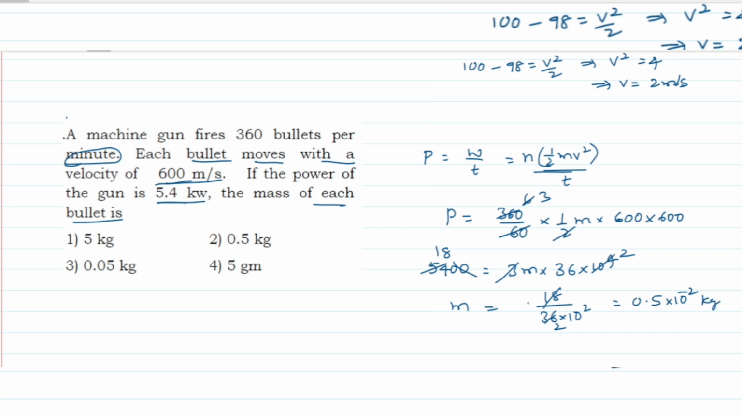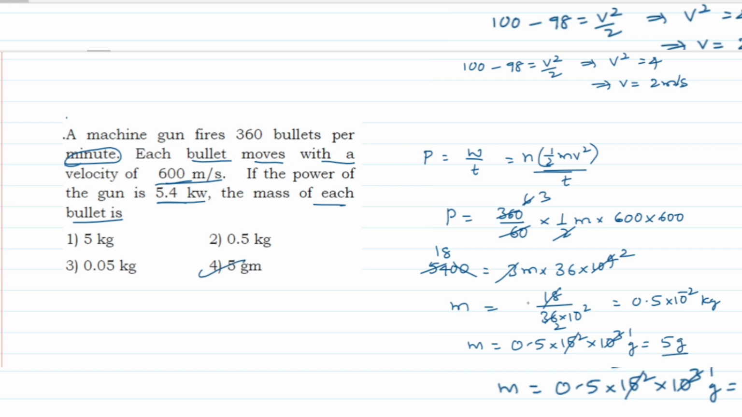So here you have to convert into grams. m equals 0.5 into 10 power minus 2 into, since 1 kilogram equals 1000 grams, 10 power 3. Here it is 10 power 1, so 0.5 into 10 is 5 grams. So 5 gram is the correct answer.